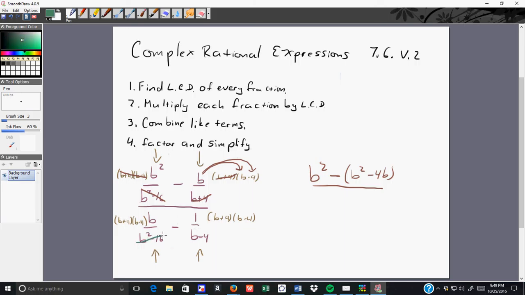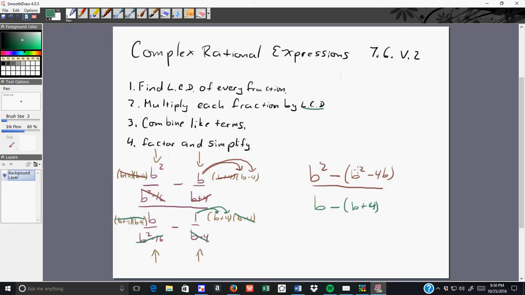My b squared minus 16 is the same as this, so those go away, and I'm left with b minus, and then I'm going to put in parentheses, my b minus 4 will cancel out with this b minus 4, and I'm left with 1 times b plus 4, which is obviously b plus 4. And now you'll notice all 4 of my denominators have gone away, and that's because I multiplied by the least common denominator. Now I'm going to combine like terms.